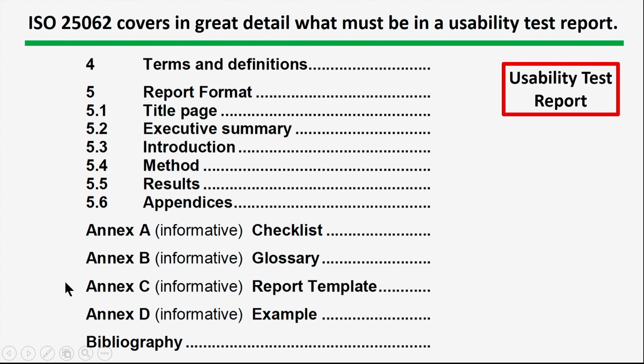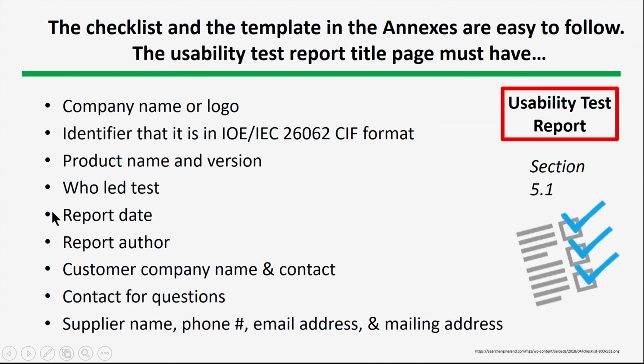Let me give you a sense of some of the sections in that document. And so here's an example of a checklist. What must the title page have? Well, the company name, an identifier that it's in the CIF format, the product name, who led the test, dates, report authors, company name, supplier name, and so forth. This seems pretty obvious, but it's useful to make sure that you follow precisely what's listed. And in fact, just to give you a sense, this is what Section 5.1 deals with.